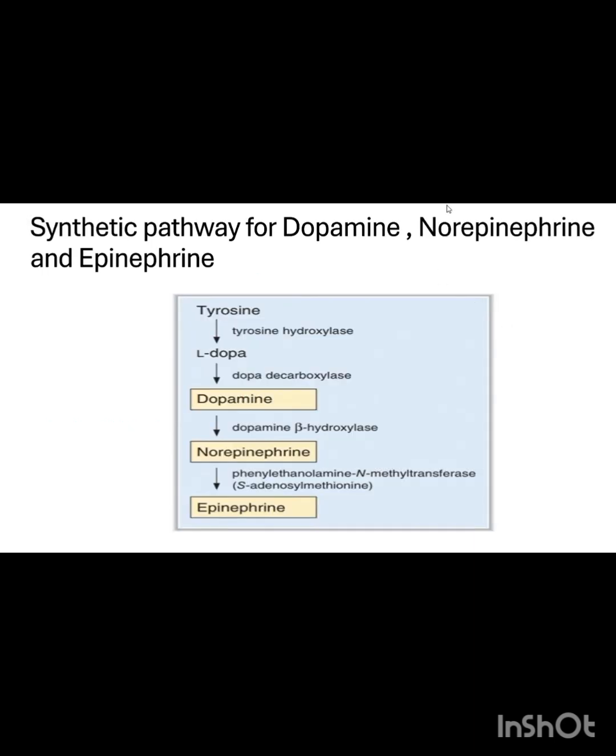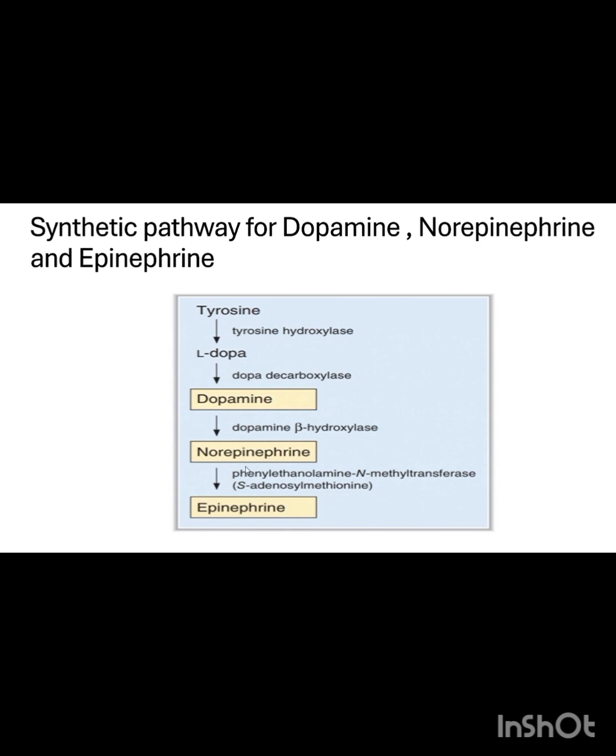Okay, so we talked about dopamine, norepinephrine, and epinephrine. Now there is a synthetic pathway for these three, and these three are formed initially from the amino acid tyrosine. And this tyrosine is converted into L-dopa by the action of the enzyme tyrosine hydroxylase. Now this L-dopa is converted into dopamine by using an enzyme dopa decarboxylase. Now this dopamine is converted into norepinephrine by using dopamine beta hydroxylase.